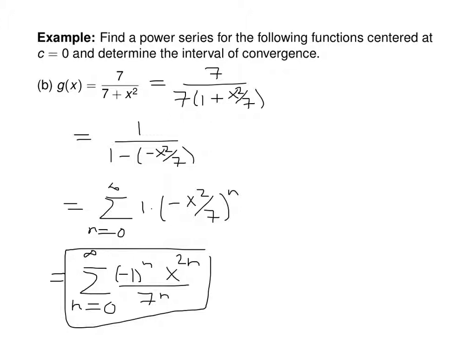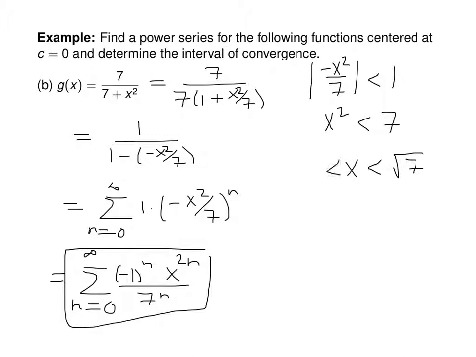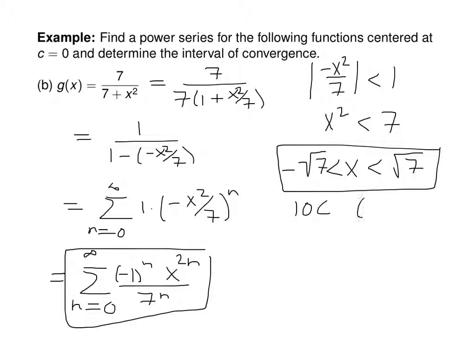Now we will have convergence so long as the absolute value of negative x squared over 7 is less than 1, which means that x squared must be less than 7, which means that x is in between root 7 and negative root 7. Or you could say that the interval of convergence is negative root 7 to 7, not including the endpoints.